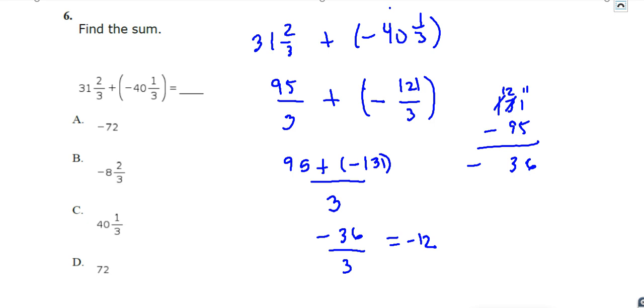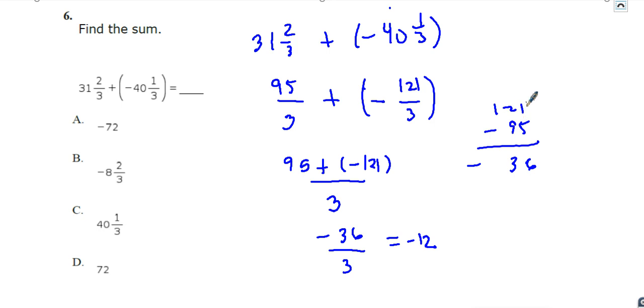Looking at the answer choices, it looks like we did something wrong, which is why it's a good thing to have your work written out in case you make a mistake, because I made a mistake. For some reason, when I did the 121, I rewrote it as 131. So, a very simple correction: 121 here, and instead of 131, it should be 121.